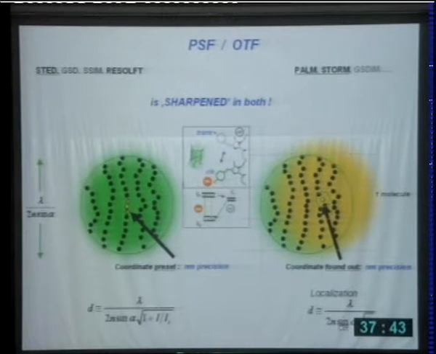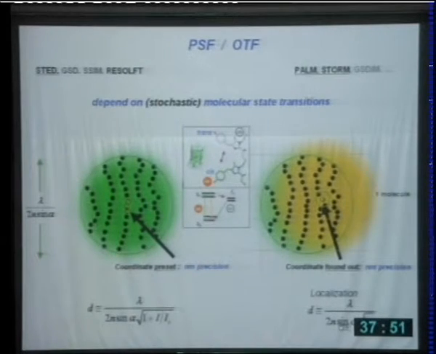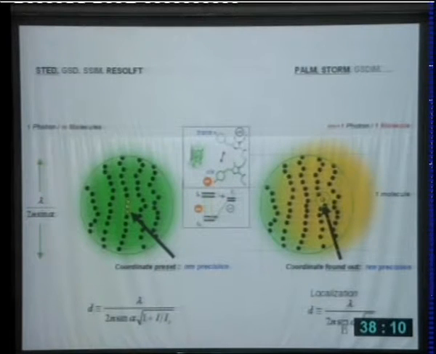And of course, PALM, STORM, and STED have point spread functions, which is not, by the way, the diffraction pattern that you have on a camera or on a detector. It's a complex function of the molecular state. So this is very important. So just with waves, you won't be able to describe either the point spread function of the STED or that of the STORM/PALM. They depend on the stochastic molecular state transition, but both sharpen the point spread function. And this must be the case. Otherwise, they would not be valid as imaging methods.